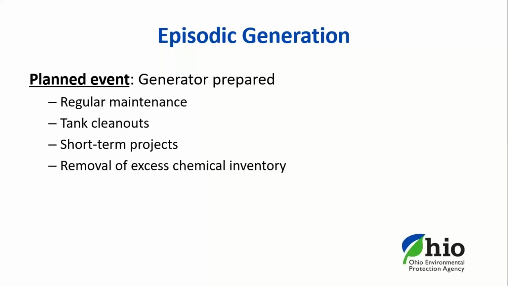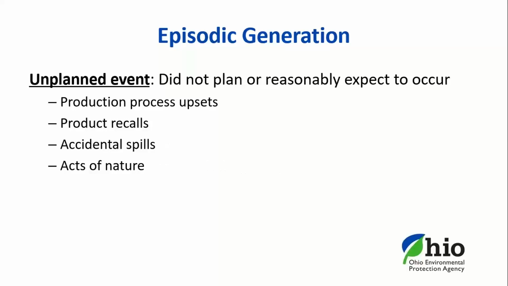A planned event is pretty self-explanatory. This is something that was prepared for, and it can include waste that was generated from a variety of activities, such as performing regular maintenance, tanker process equipment cleanouts, short-term projects, or if you're doing a facility-wide cleanout of unused or out-of-date chemicals. Unplanned events are the exact opposite. This is when something unexpected happens. So maybe there's an abrupt change in your production process, or you have a very large spill.